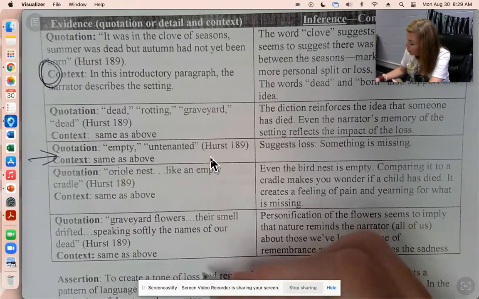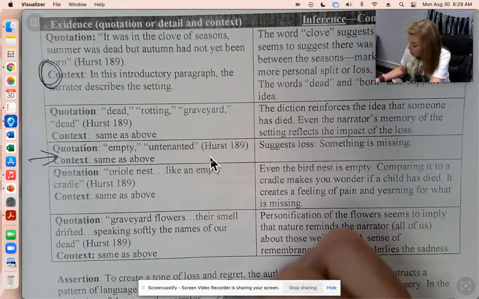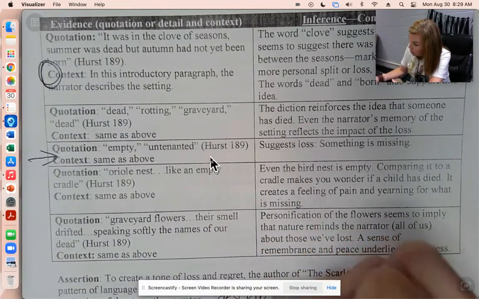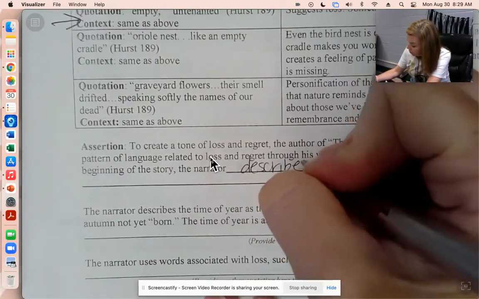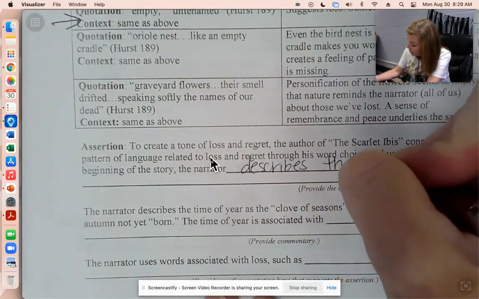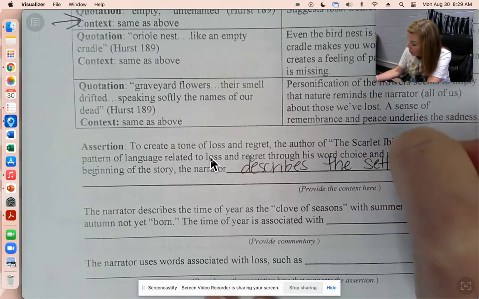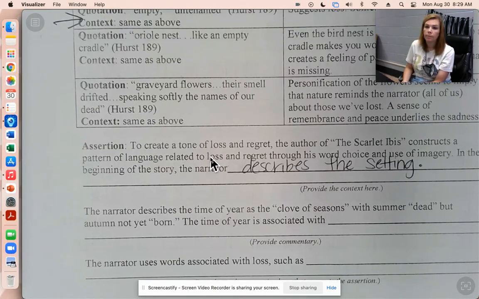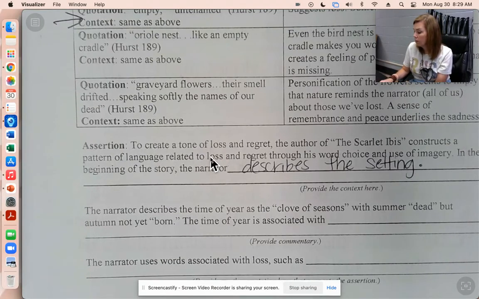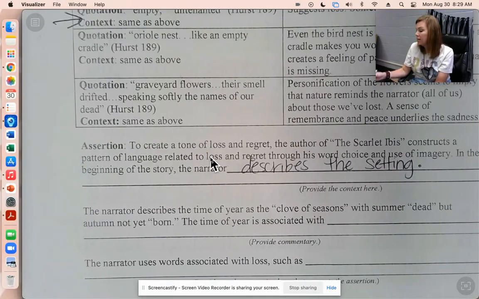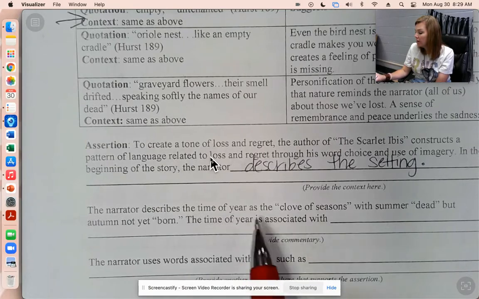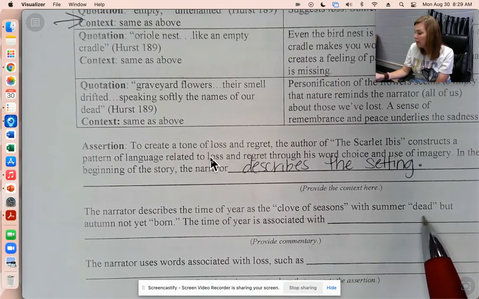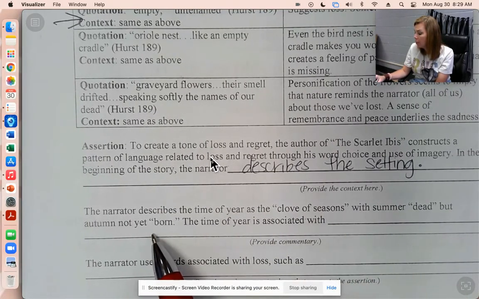The narrator describes the setting. And put a period there. And then when we keep going, it says the narrator describes the time of year as the clove of seasons, with summer dead, but autumn not yet born.